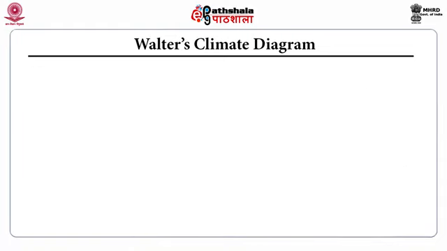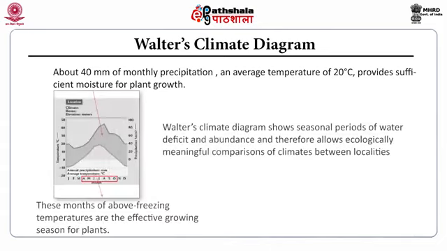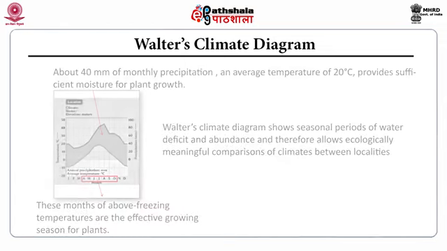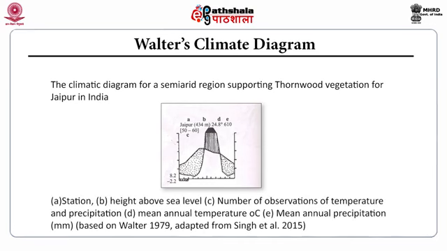So, this Walter's diagram shows that about 40 millimeter of monthly precipitation with an average temperature of 20 degrees centigrade provides sufficient moisture for plant growth. The Walter's diagram shows the seasonal periods of water deficit and abundance, and therefore allows ecologically meaningful comparisons of climates between localities. This diagram is for the semi-arid regions: the climatic diagram which supports a thorn woodland vegetation for Jaipur in India. It shows the time of water deficit and abundance of the rainfall.